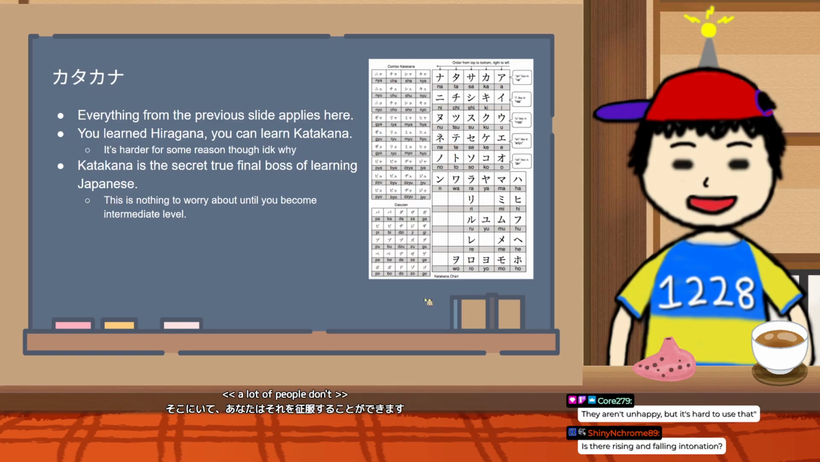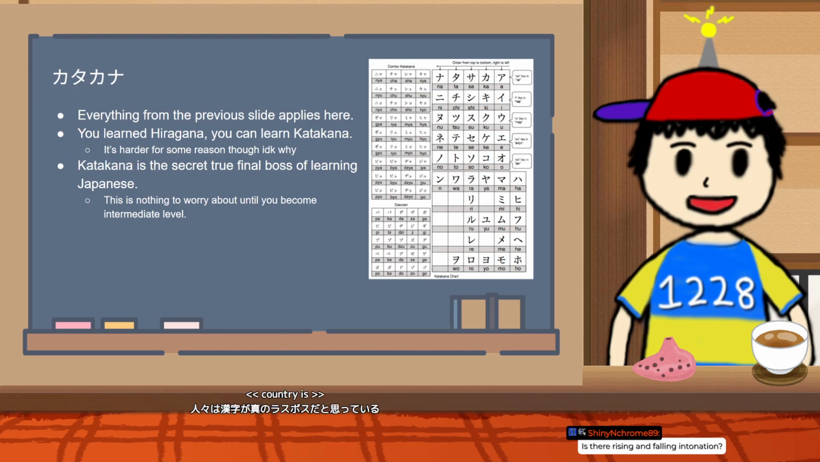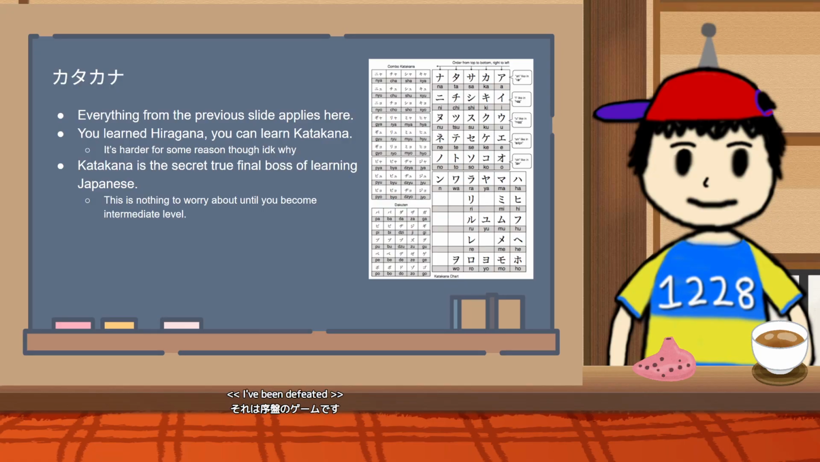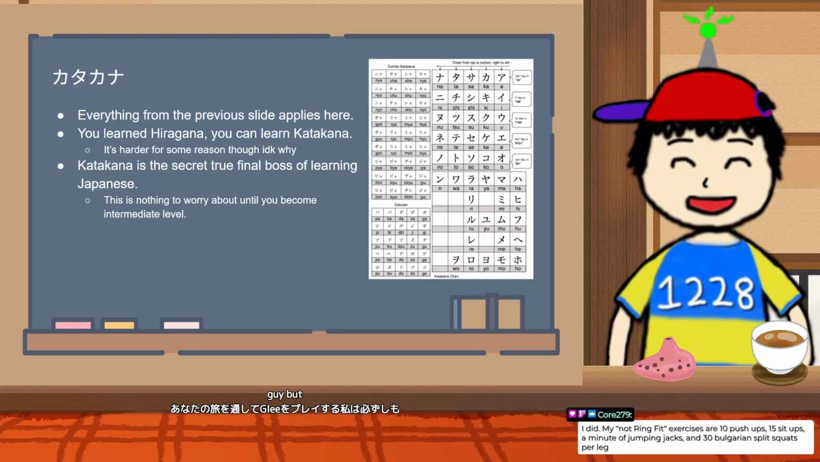What a lot of people don't realize is that katakana are actually the true final boss of learning Japanese. Some people think kanji is the true final boss, but no, kanji is the final boss of Japanese. Katakana is that early game mid-boss side character that you fight, you defeat him, but then he's alive in the cutscene afterwards like, oh, I've been defeated. Okay, you guys are strong. Awesome. Cool. I'll just stick around periodically through your journey. I'm not necessarily a bad guy, but I'm just a recurring character.